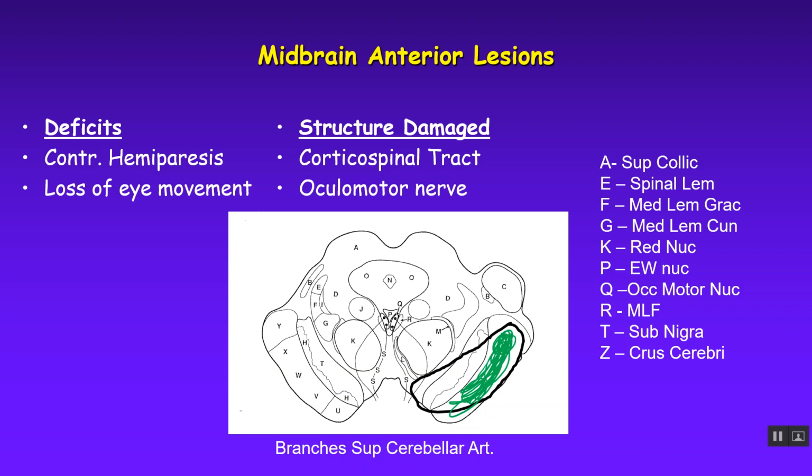And then you can have loss of eye movement because you damage the oculomotor nerve. This is the oculomotor nerve they're showing. This one right here is coming from the Edinger-Westphal. They're all coming together as part of the oculomotor nerve. But this is the parasympathetic fibers. This is the motor fibers. So depending on the extent of this lesion, you could impact the oculomotor nerve. This is because of damage to or blockage of branches of the superior cerebellar artery. Superior cerebellar artery. So that is an anterior midbrain lesion.